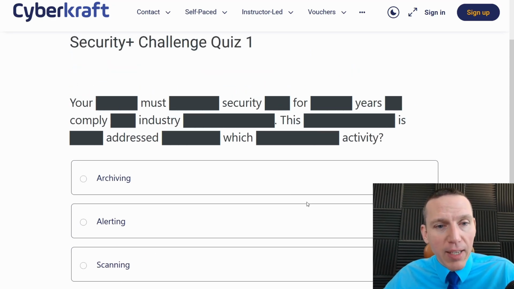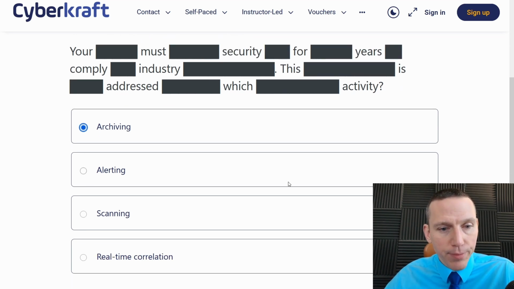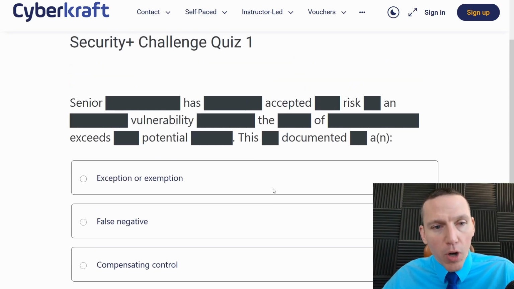All right, your blank must blank security for 1 billion years. No, something years to comply with industry standards. Okay, your company must maintain security logs for 1 billion years to comply with industry standards. This something is something addressed in which blank activity. Archiving. You're going to archive logs, so that makes sense. All right. I think we're almost done here.